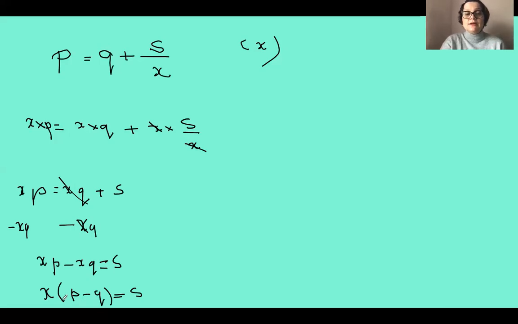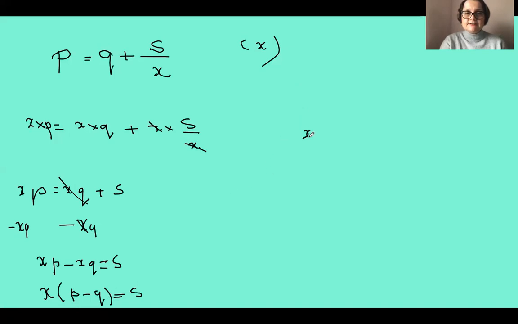Because my whole idea, my whole point in making x the subject of the formula is to have x by itself. So I have to get rid of the whole bracket. And so it's going to be by dividing both sides by p minus q. So let me rewrite this one here.